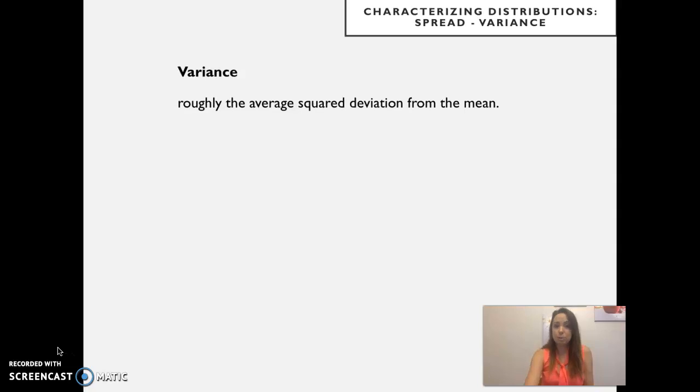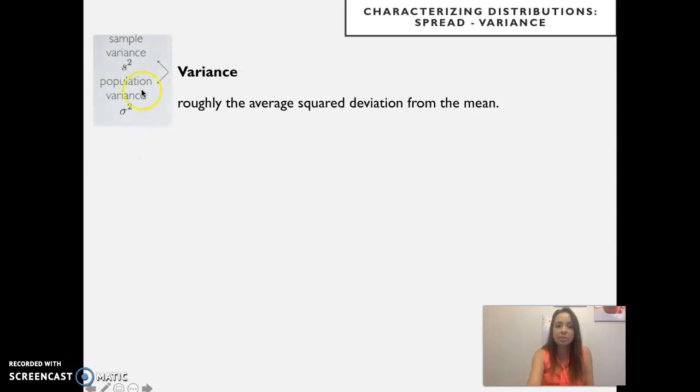So, variance. We finished the previous video saying that in addition to the shape and the center of the distribution, we can also, and should, get measures of the spread of the distribution, because that speaks to the precision of the point estimates of center. Variance is one of the ways we can estimate this spread, and it's roughly the average squared deviation from the mean.